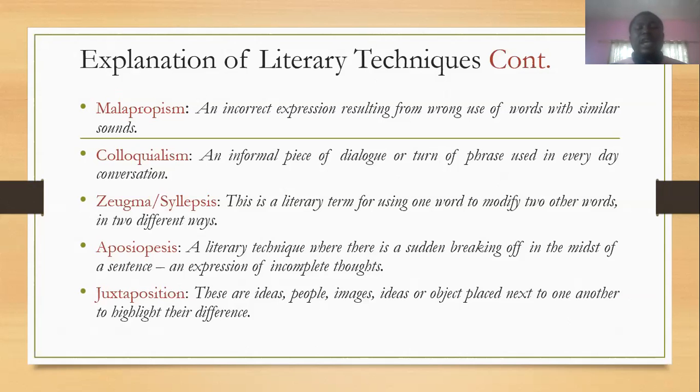Juxtaposition. Now, these are ideas, people, images that are placed next to one another to highlight their difference. This is comparable to foil, yes, foil. But with foil, you get to know that it's just about comparison of characters. But with juxtaposition, we place ideas and anything that we can find to compare. Right. So we move on to the examples.